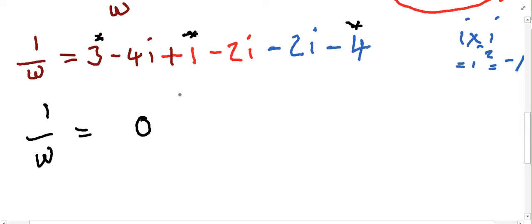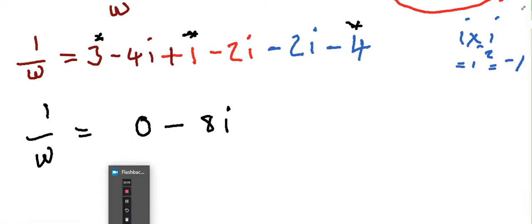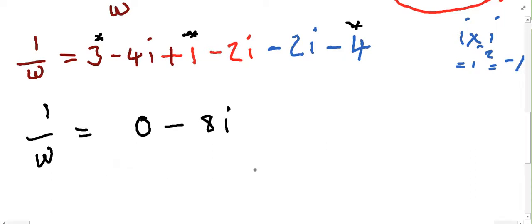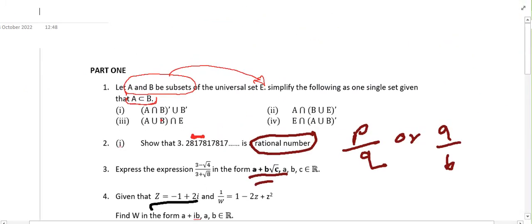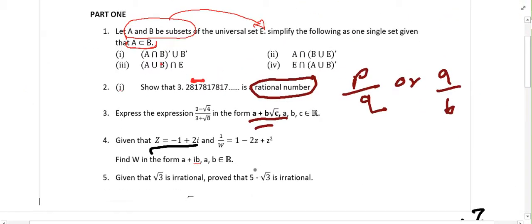And then if you have that, the next thing you need to do, this and that, it's -4 plus that, which is going to give you negative 8i. Okay, negative 8i. Oh wow, this question is really interesting. But remember, we have been told to find W in that form.